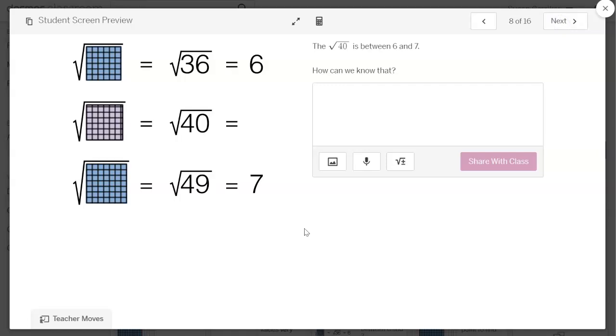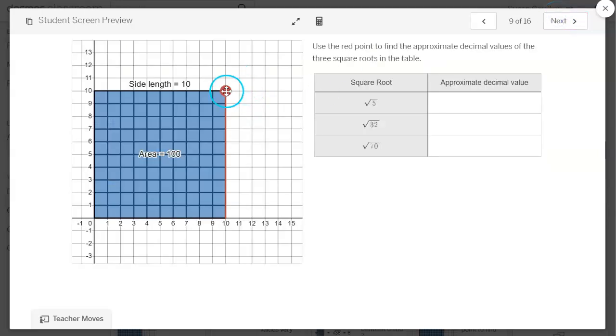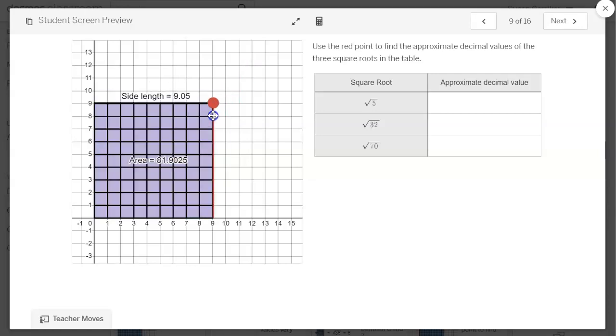How do we know the square root of 40 is between 6 and 7? And this diagram should give them some indication as to why. And then on this one, they're going to use these squares in this graph to approximate the decimal value for the square root of 5, the square root of 32, and the square root of 70.